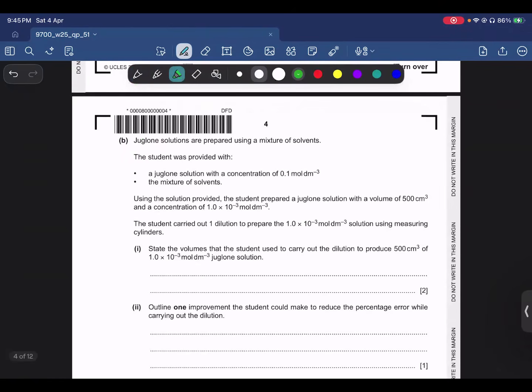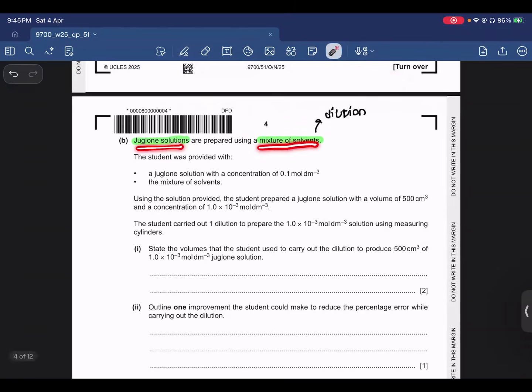अच्छा, जगलन सॉल्यूशंस फिर प्रिपेयर किए गए using a mixture of solvents. So this is a classical dilution का क्वेश्चन, something you might have done in your labs, P3 में, proportional dilution, simple dilution. Let's see. So juglone solutions are prepared using a mixture of solvents.